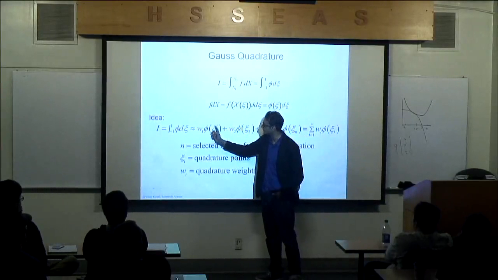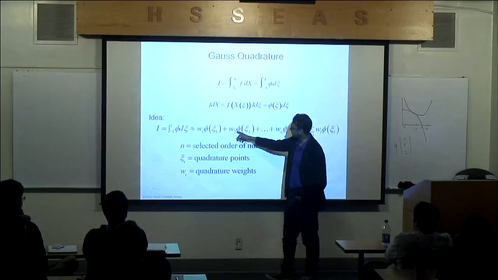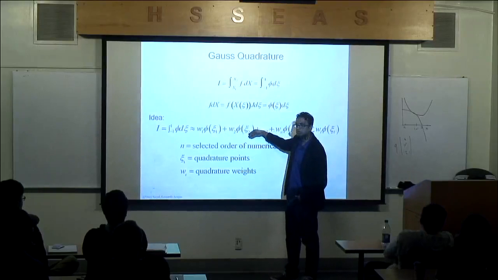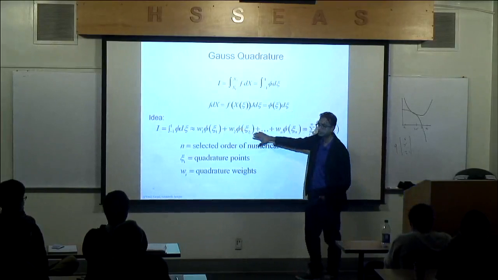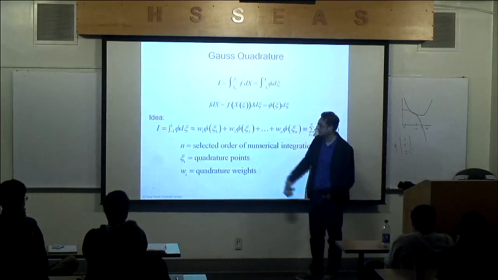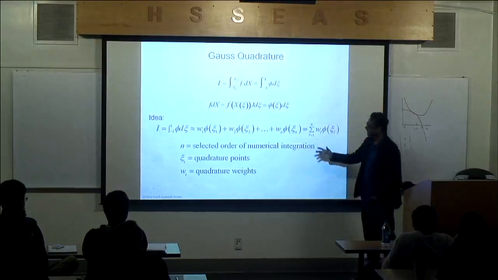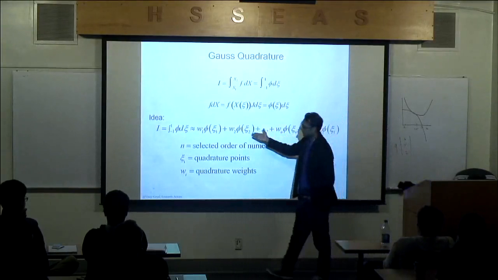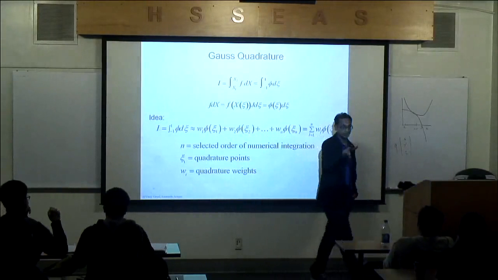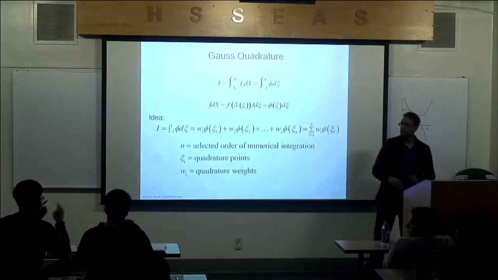So w1 times phi plus w2 times phi at this location. If you have 1 point, you will use this. If you use 2 points, you use that. The more points you use, the more accurate it gets, okay? And so that way, you're integrating using just this technique, sampling. You're sampling the domain.